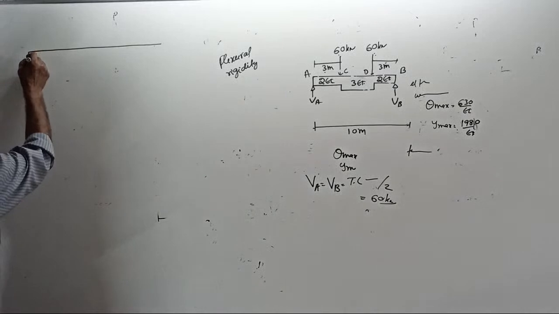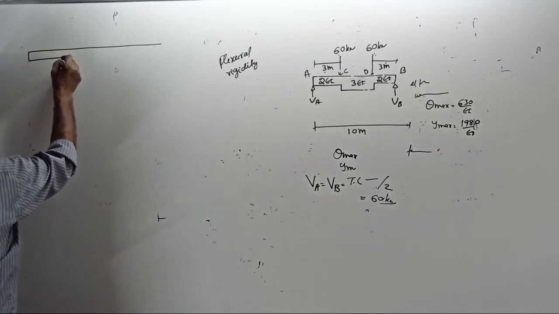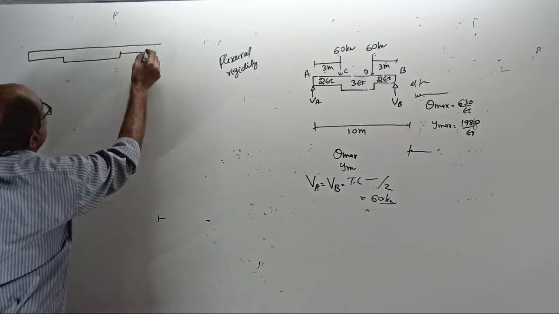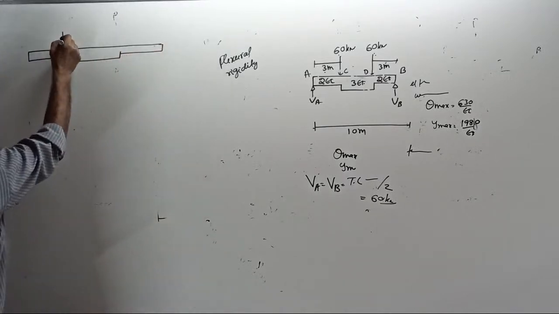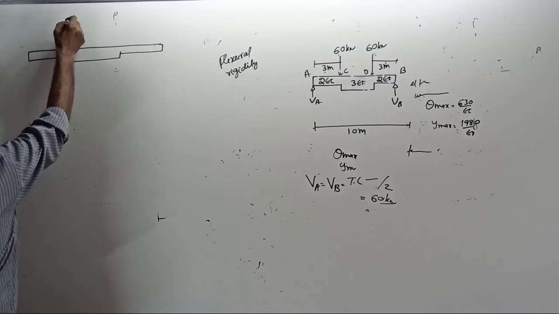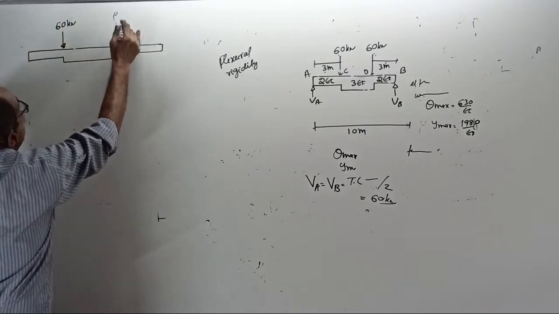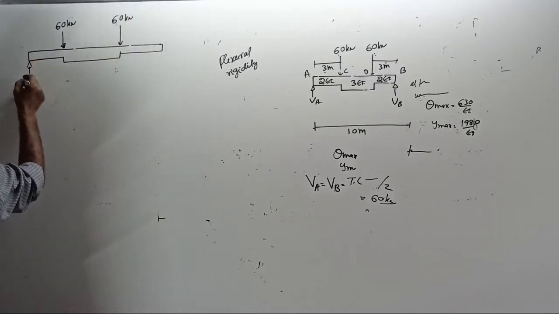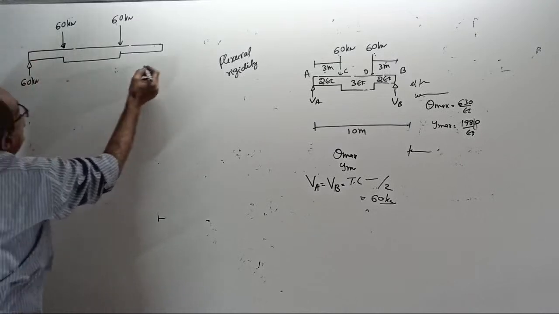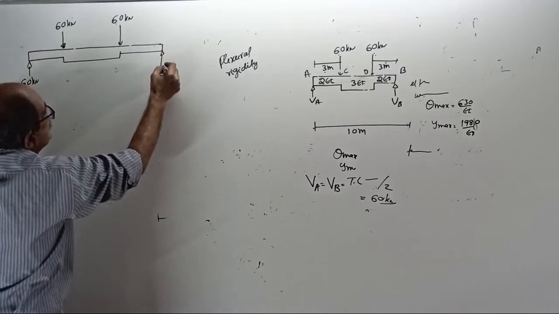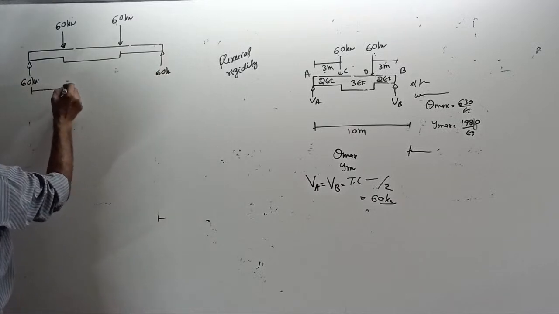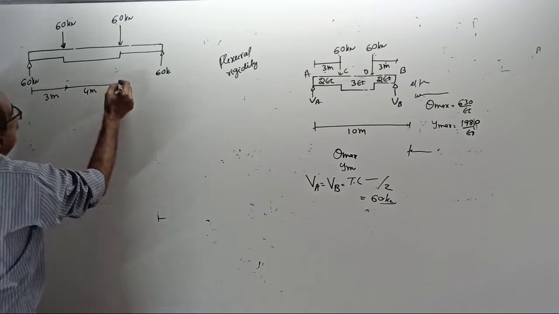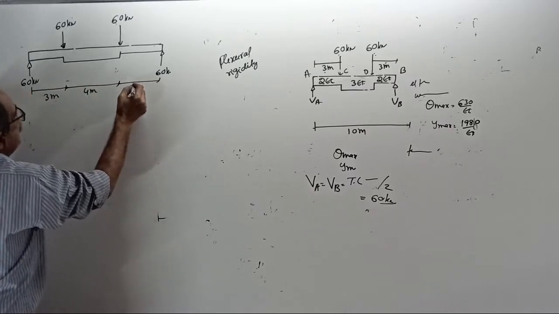Start. First, this way it will come for 3 meter. Then central 4 meter, it will go this way. Again back to 3 meter. Now, this point load is 60 kilonewton. This point load also is 60 kilonewton. Reaction I told, 60 kilonewton. I won't waste time. This also 60 kilonewton. This distance is 3 meter, the central length is 4 meter, and this is 3 meter.